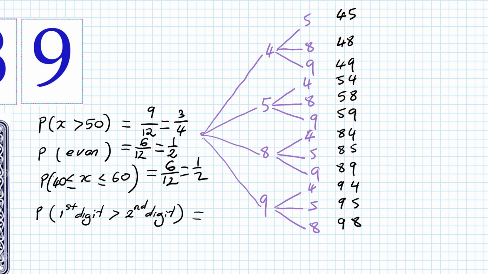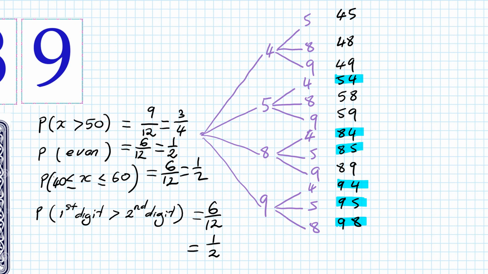Find the probability that the first digit must be greater than the second digit. So the first digit must be greater than the second, which is 54. Then the first bigger than the second: 84, 85, 89, 94, 95 and then 98. These are the numbers: 1, 2, 3, 4, 5, 6. So same thing, 6 out of 12, which is a half as well.